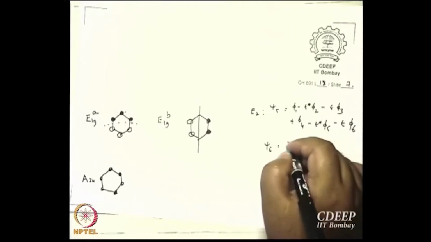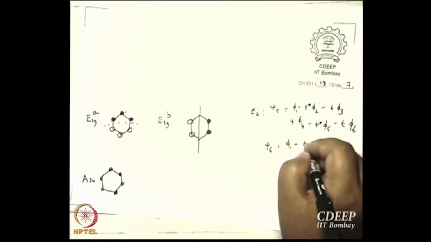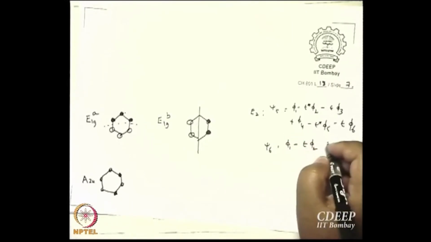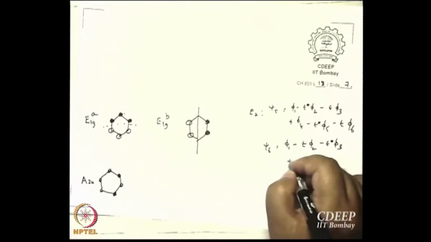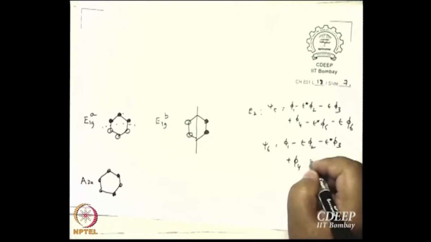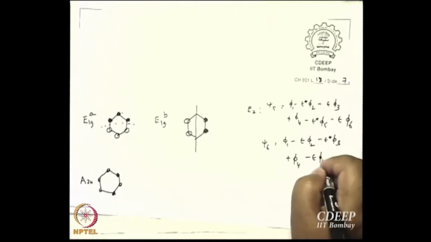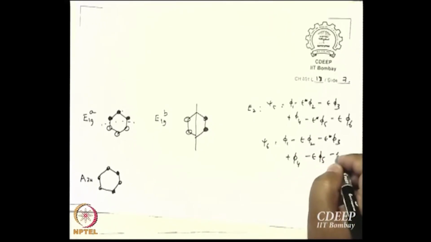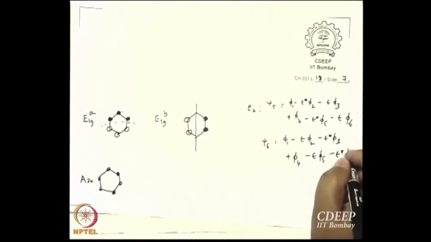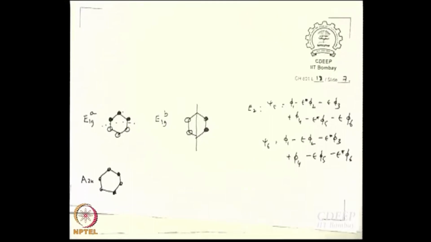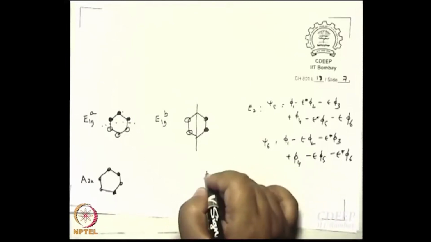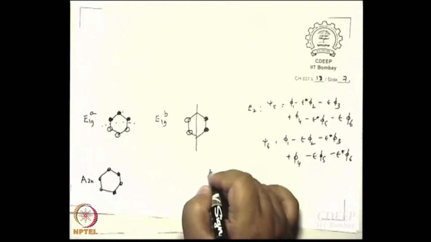Phi 1 minus epsilon phi 2, minus epsilon star phi 3, plus phi 4, minus epsilon phi 5, minus epsilon star phi 6. Add and subtract, what do you get? So when I add and subtract, what should I get?